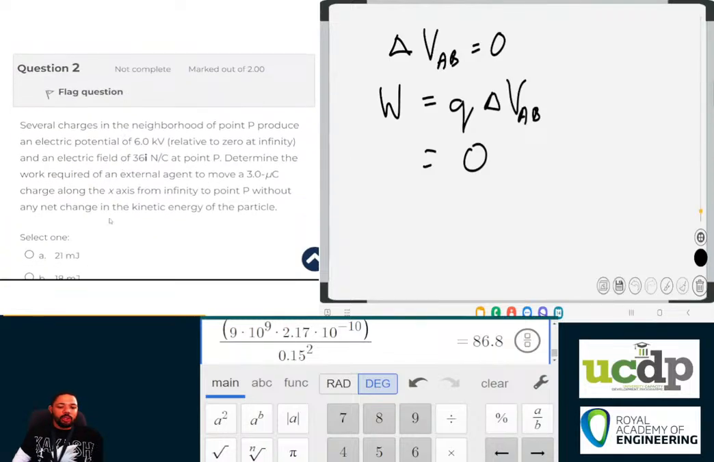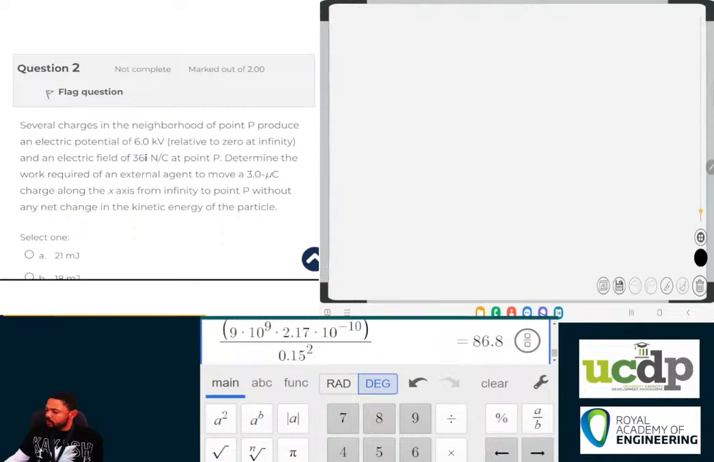Now let's go on to question number 2. Several charges in the neighborhood of point P produce an electric potential of 6 kilovolt relative to 0 and an electric field of 36 in the I-hat direction at point P. So the net electric potential due to these charges is 6 kilovolt and an electric field of 36 newtons per coulomb in the I-hat direction at point P.